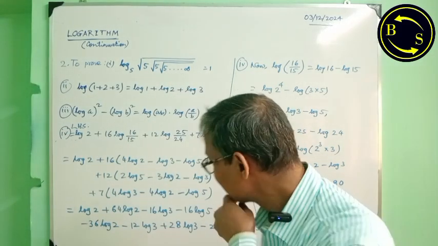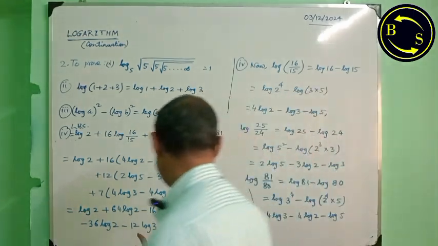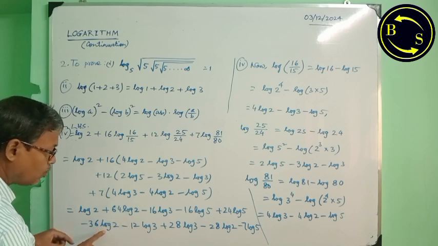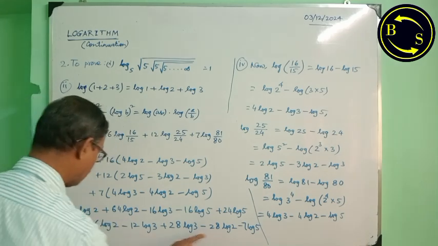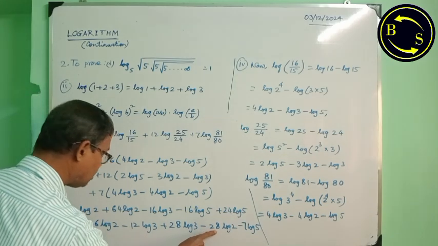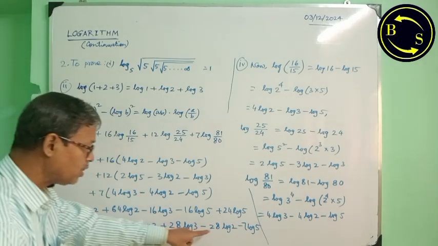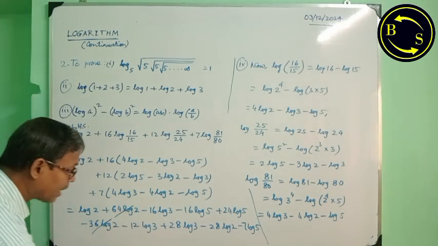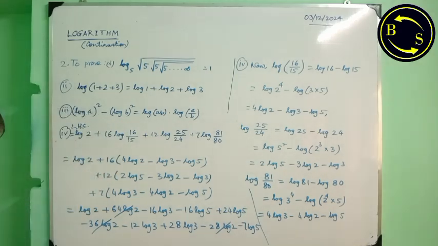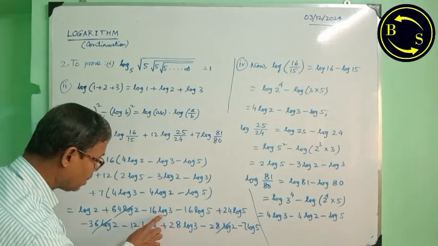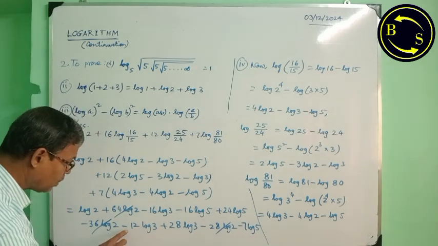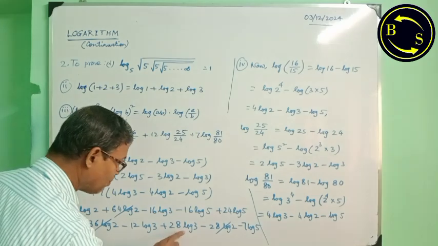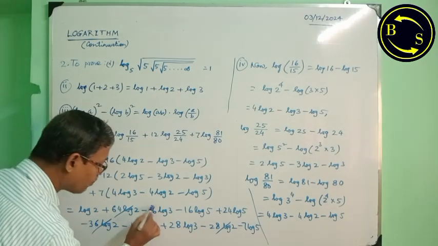Now we see 64 log 2. First we consider log 2. Here is log 2 and here is log 2. 36 minus 28 minus 36 minus 28, that means minus 64. Therefore, these are cancelled. Then we consider the log 3 term. 16 log 3 minus 12 log 3, that means minus 28 log 3, then plus 28 log 3. Therefore, these are cancelled.